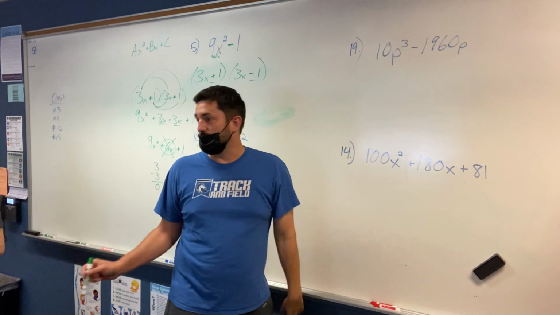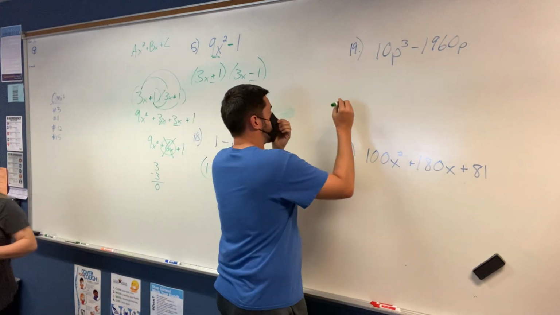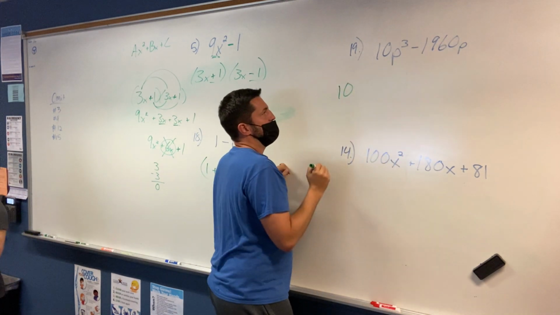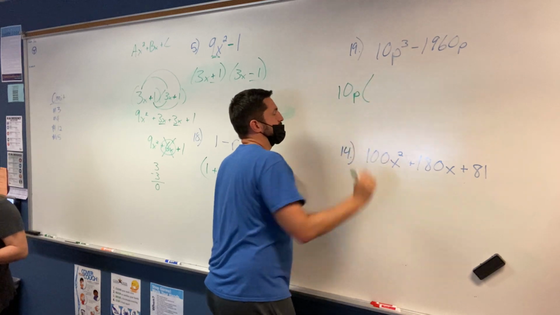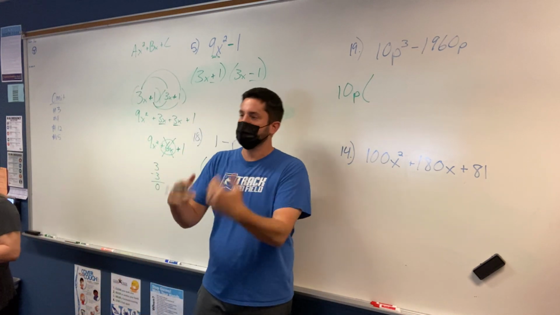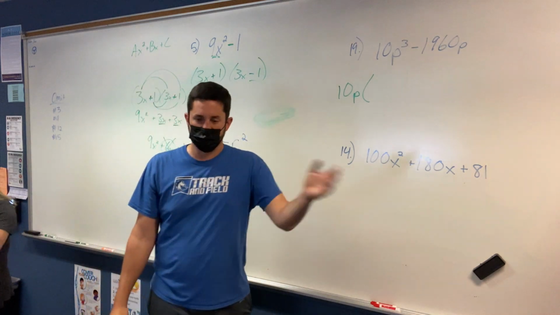Greatest common factor. They have a 10 in common, and they have a p in common. That is the thing that everybody always forgets to do. Oh, factoring, okay. And then you forget to ask, what do they have in common?